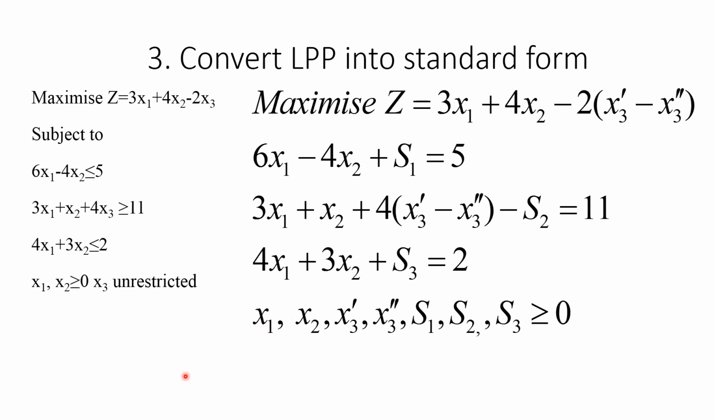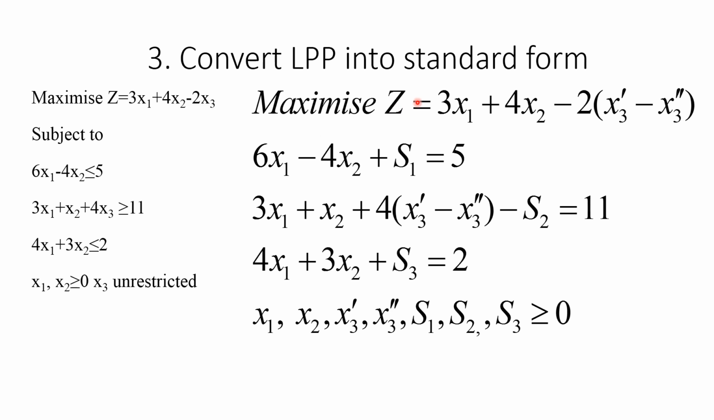Okay, so let us take a numeric example. If I have x3 value as -3, how can I convert it into positive values? So I can write this -3 value as 4 minus 7. Okay, 4 minus 7, ultimately it is -3. But what I am saying is x3 dash, that is 4, and x3 double dash, that is 7, both are positive values. So my x3 value is unrestricted, but I convert my x3 value into x3 dash minus x3 double dash.